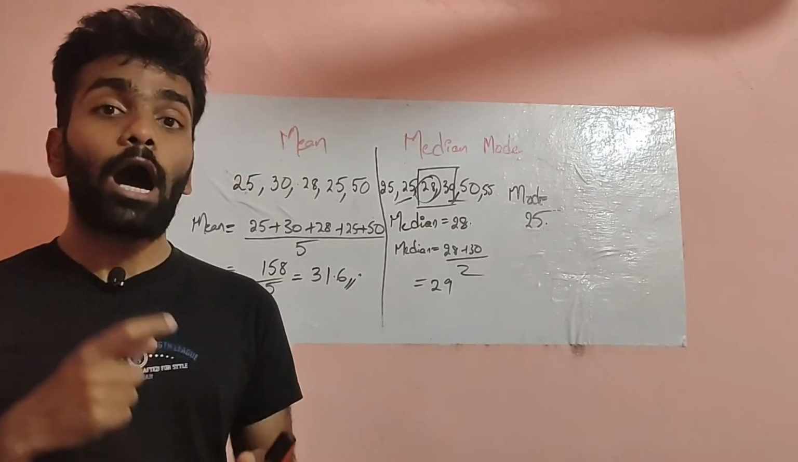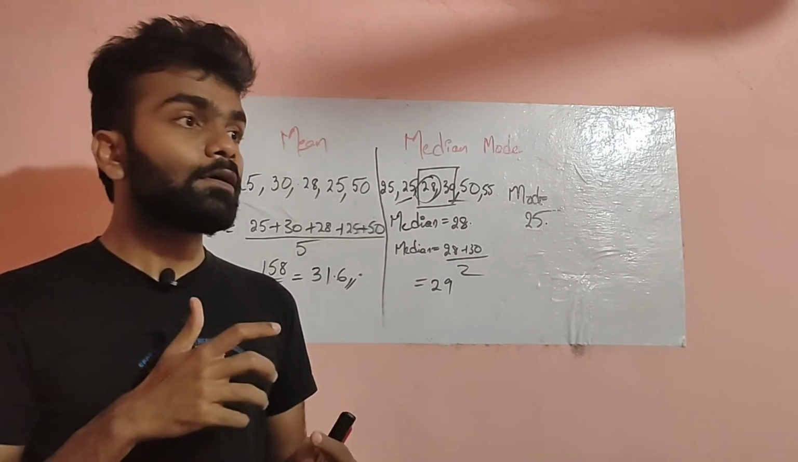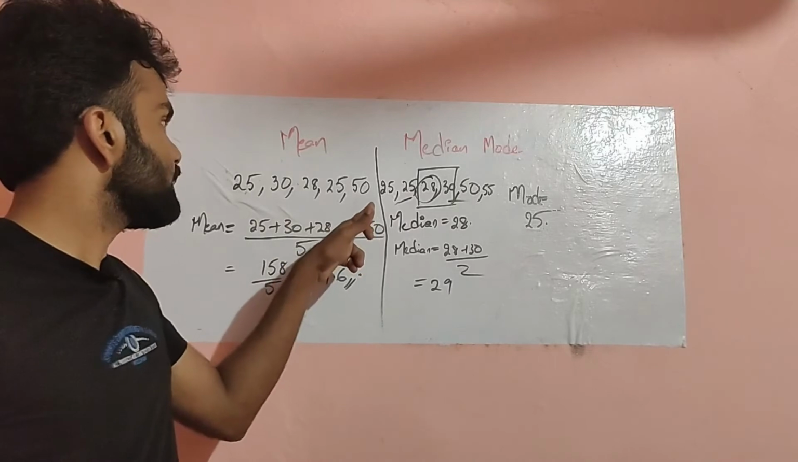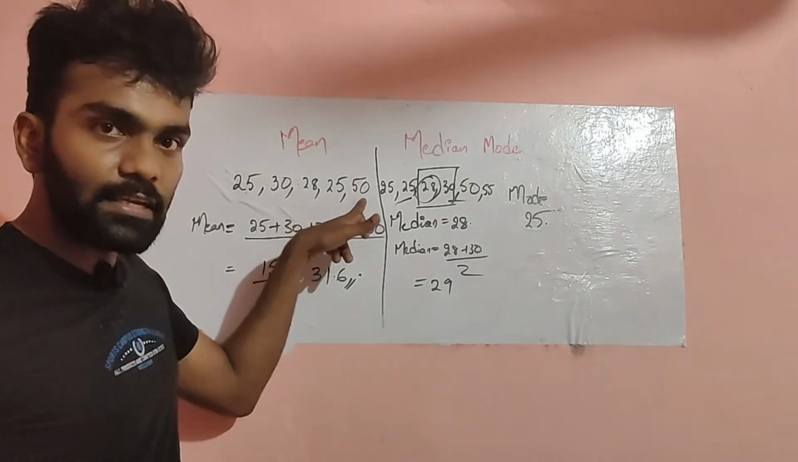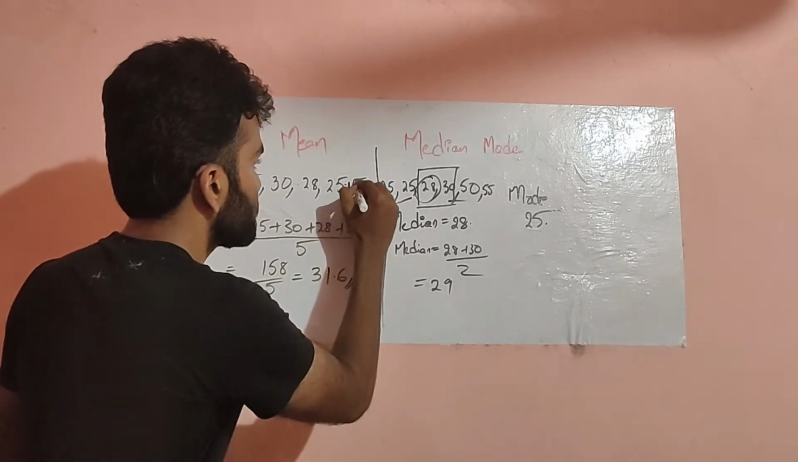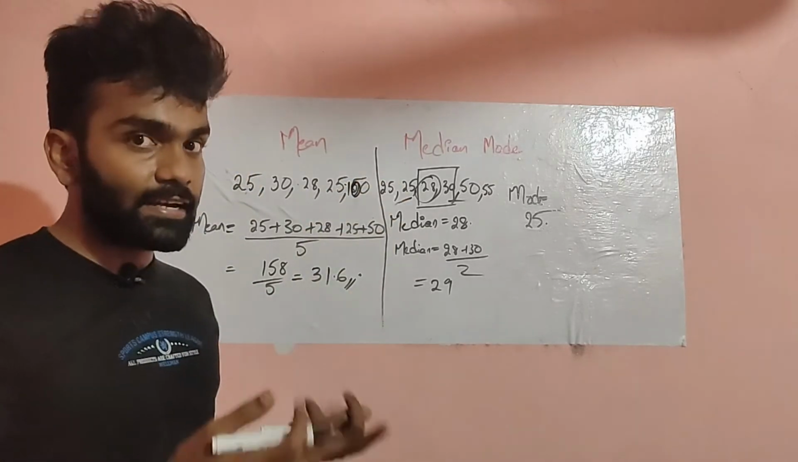But when you have outliers, right, or let's say some extreme values, so if you take this data set, if you have, in place of 50, for example, let's say if we have 100, so let's say we have 100.